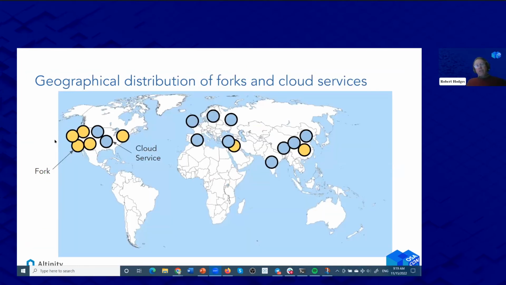So here's an interesting picture, which is to take that same representation from the previous page and map both the forks, which are the yellow circles here, and the cloud services, which are the blue circles, over the world and see where they all land. Again, this is a subset of the actual services and forks, but you can see this enormous distribution of ClickHouse.